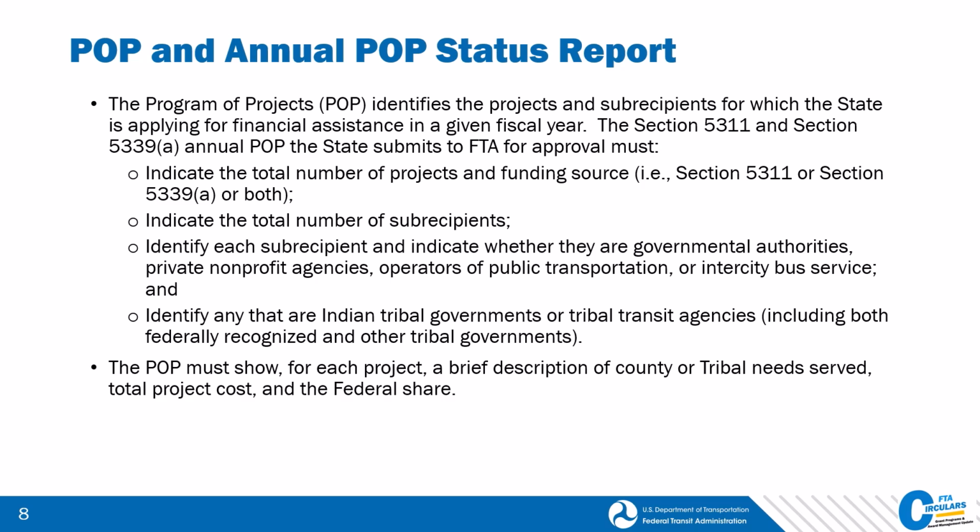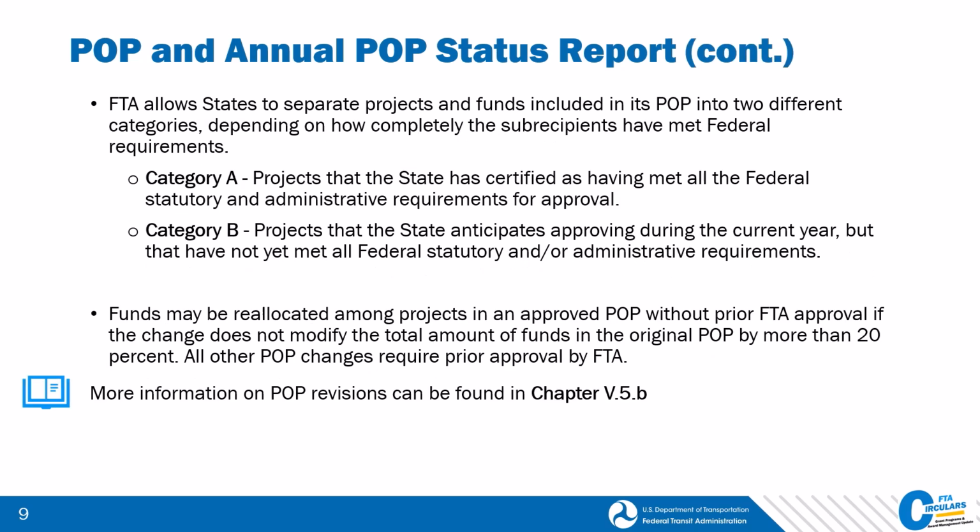and the federal share. After the state submits the annual POP and one or more complete grant applications, FTA will review, approve, and obligate funds for the total amount of funds available. FTA recognizes that not all projects in a state POP may be at the same stage of development, and therefore not all applications to the state may be complete at the time the state forwards its annual POP to FTA.